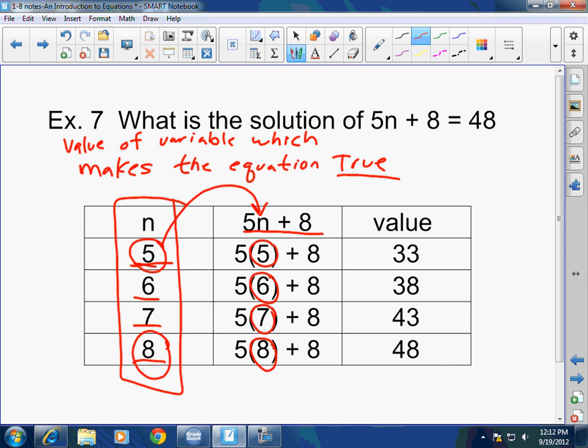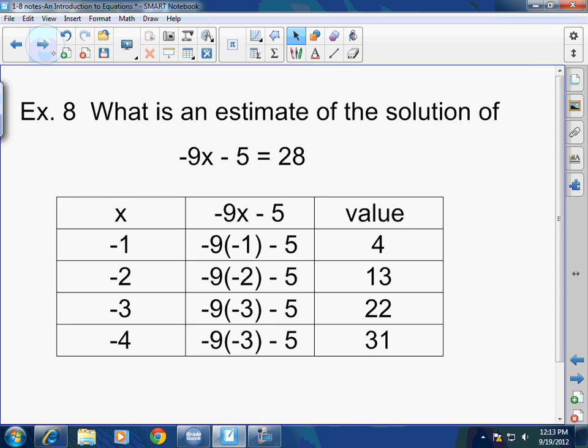So for this particular case, when n is 5, the value is 33. When n is 6, the value is 38. When n is 7, the value is 43. When n is 8, the value is 48. Does that make sense, guys? Okay, now, let's go ahead and tweak it just a little bit, all right?